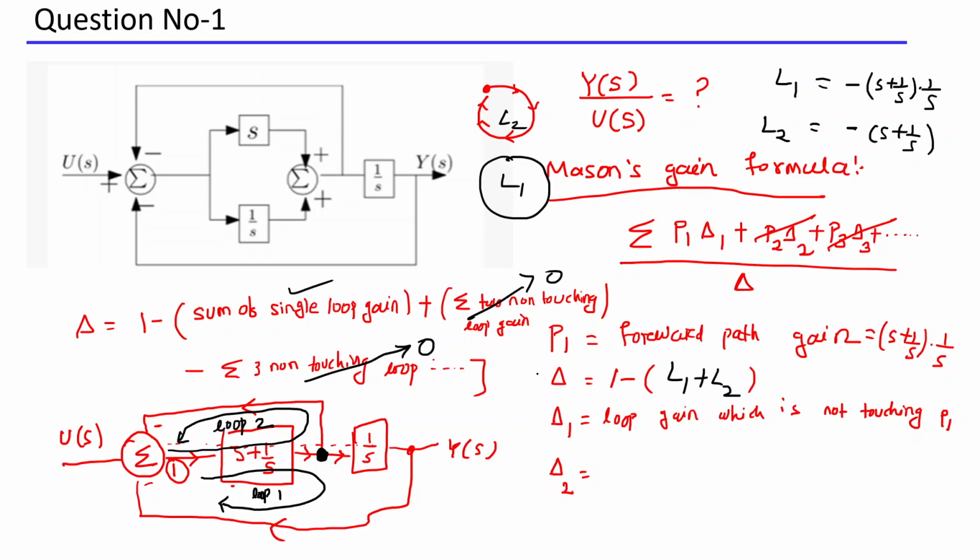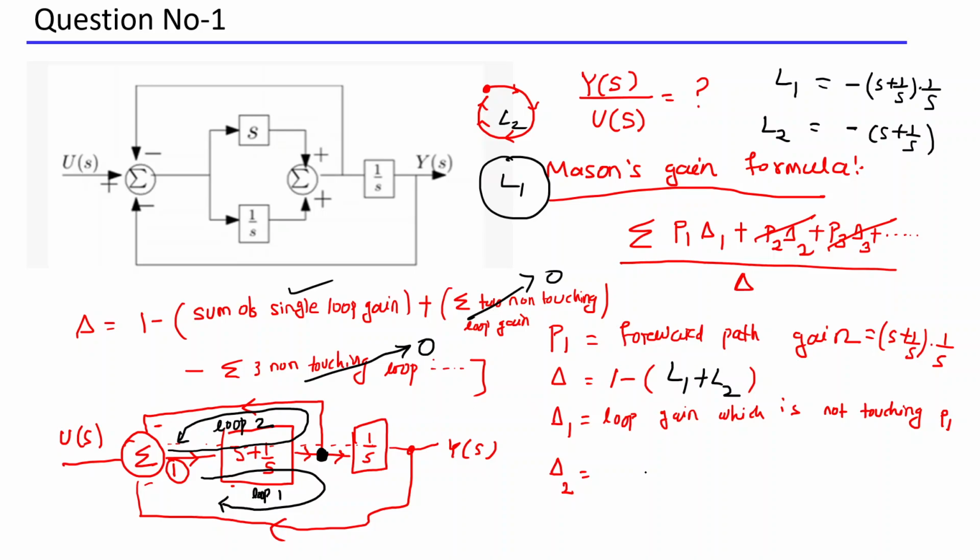Once you find out delta, your target is to find out delta 1. What is delta 1? Loop gain which is not touching P1. First tell me, P1 is the forward path. One forward path is there. Out of these two loops L1 and L2, which loop is not touching the forward path? Every loop is touching the forward path, right? So that's why L1 is touching the forward path.